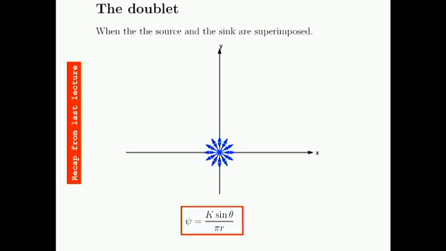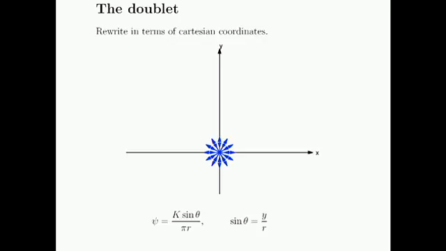So this is expressed in cylindrical polar coordinates, but you'd appreciate that I can just write that sine theta is just equal to opposite over hypotenuse. Okay, so sine theta is just equal to y on R. So if I wanted to express this in Cartesian coordinates, you could see that we just get that psi is equal to ky on pi r squared. Okay, so we can bounce between cylindrical and Cartesian coordinates for that doublet as we see fit. And of course, r squared is just x squared plus y squared. You all know that.